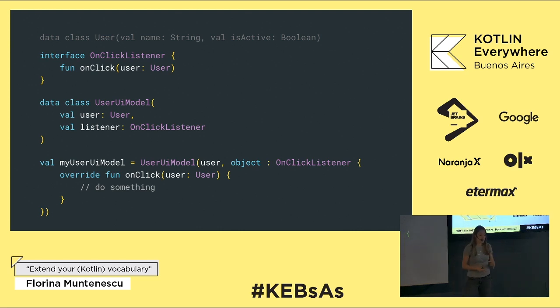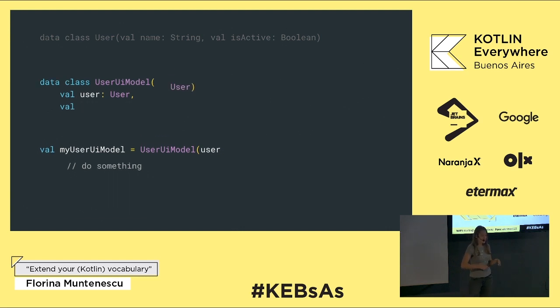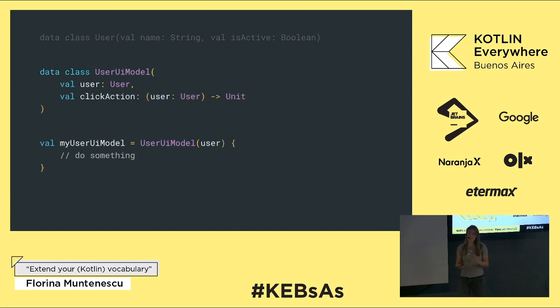So this means that we have to create a user UI model with the user, but also all of this object on-click listener, where we're implementing this on-click listener, and I already got tired just explaining how much code we need to write. So luckily, Kotlin supports functions as first-class citizens. So this means that instead of implementing our listener, we can just pass a function to our data class. So we're just passing that click action that gets the user as a parameter. And then when we're constructing the user UI model, we can just pass the action as a lambda.